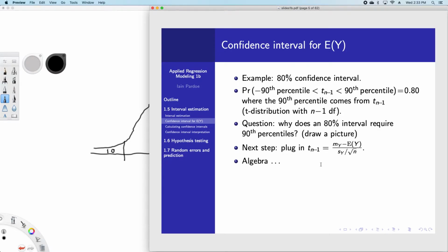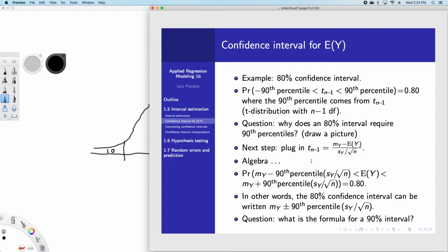I'm not going to go through all those steps. It's just a little bit of tedious algebra. We end up isolating E(Y), the population mean, and on the other sides of the inequalities we've got things that we know or that we can calculate.